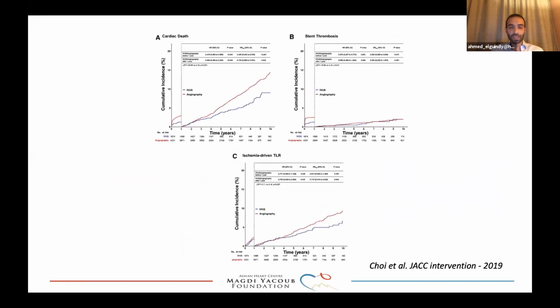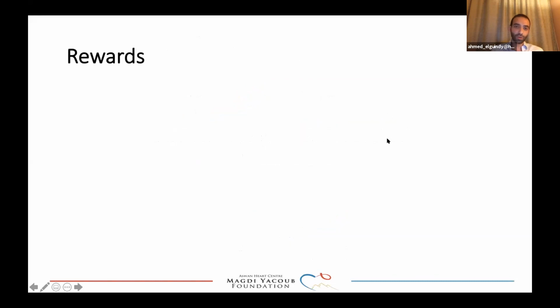More recently, this is a retrospective analysis of 10,000 patients from a single unit. And you can see that IVUS-guided versus angiography-guided PCI in complex anatomies, and these included CTOs, very long segments with more than 40 millimeters of stenting, or highly calcified lesions, or distal left mains requiring 2 stents. You can see how both curves diverge, both in terms of cardiac death and ischemia-driven TLR, that's clinically driven TLR, and with minor difference when it comes to stent thrombosis.